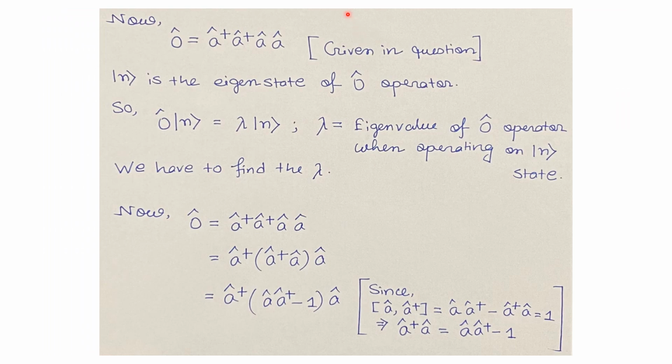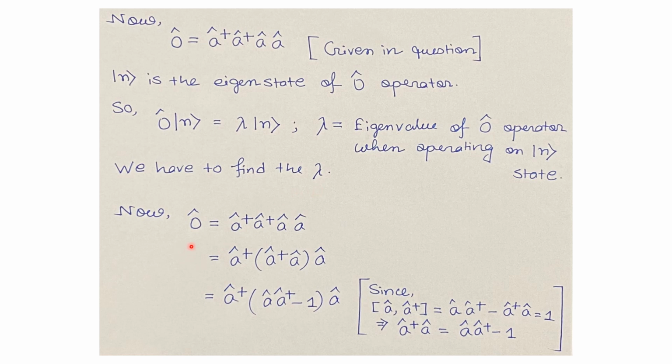Now according to the question, we have to deal with the operator O cap equals a cap dagger, a cap dagger, a cap and a cap. And it is also given the state n is the eigenstate of the O cap operator. So we can write O cap operates on the state n equals some eigenvalue lambda times the state n. So in the question, we have to find the value of lambda.